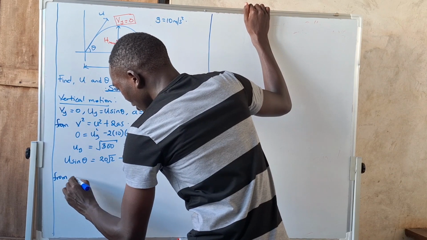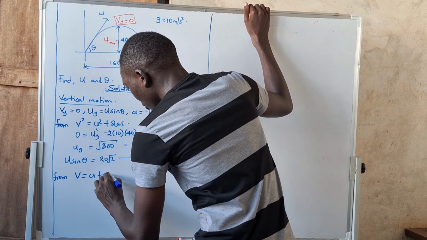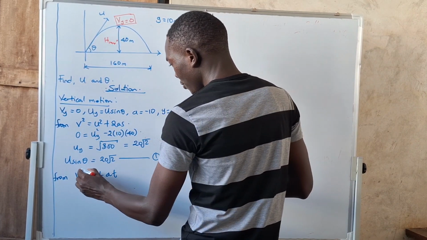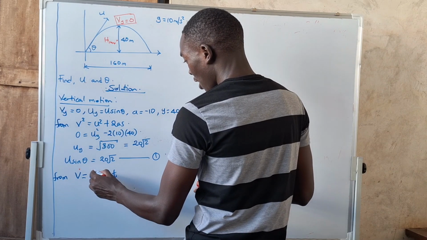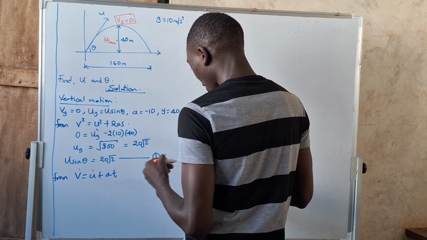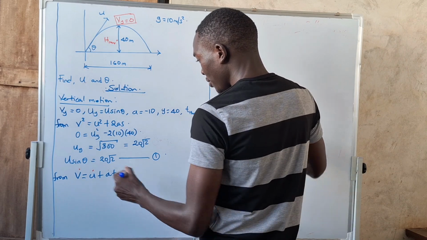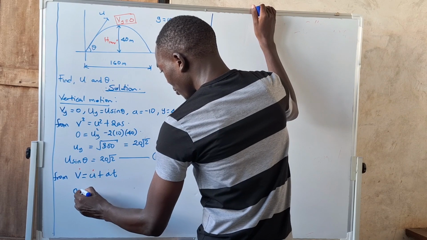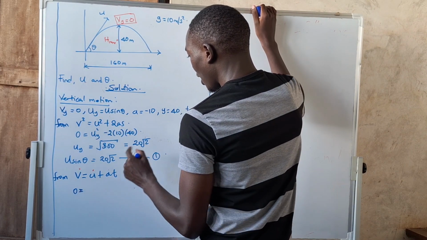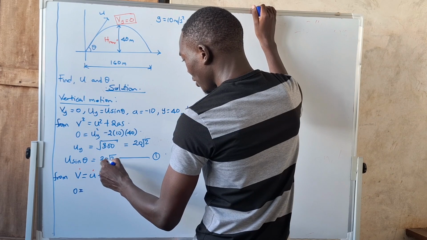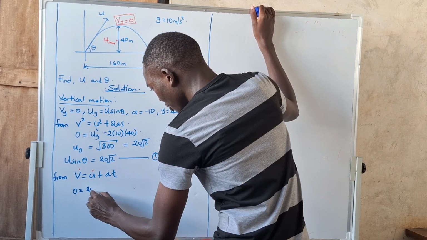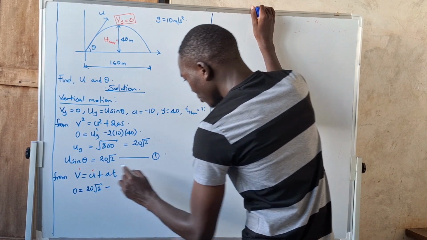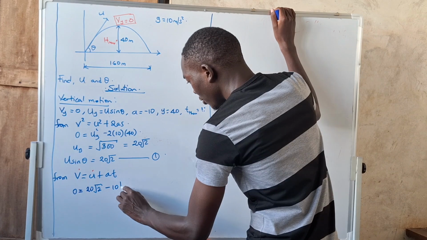from another equation, v is equal to u plus at. Now I have v, actually v is 0. I've obtained u. I know acceleration is 10, so I can find t. What is v? V is 0 because of maximum height. Then what is our u? Our initial velocity, you saw it as 20 root 2. Then this is minus because of the acceleration. This is going to be 10 of t.